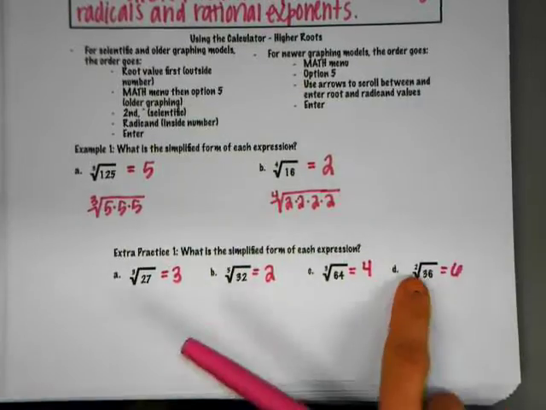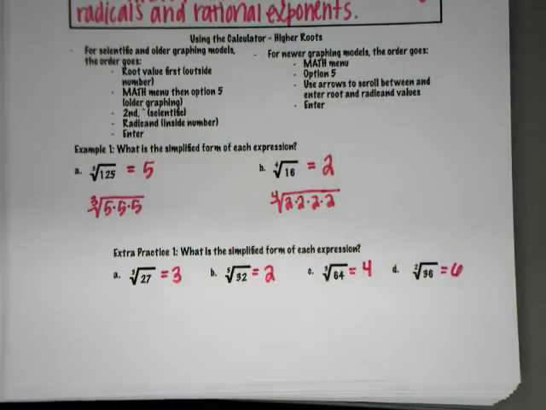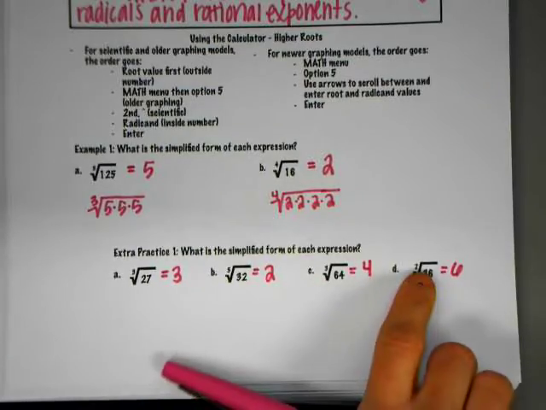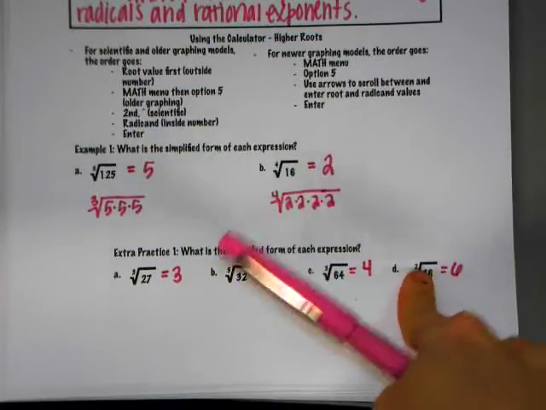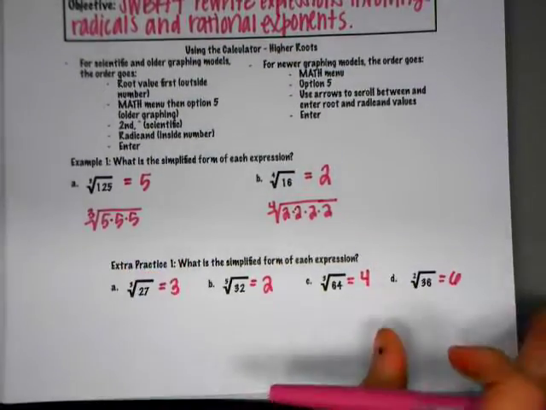6. So here, typically, we don't write a number on the outside for square roots. They're just square roots. We just know them as square roots. But there's always a 2 there if there's nothing there. Okay? Yes? Okay. Let's move on.